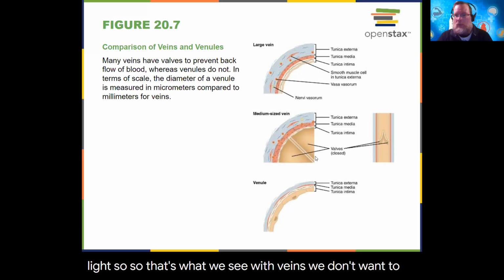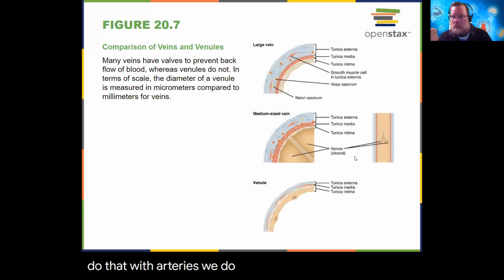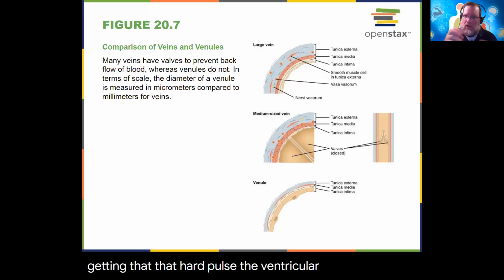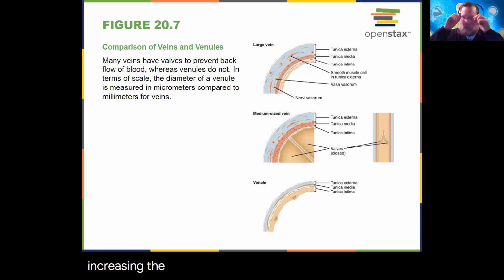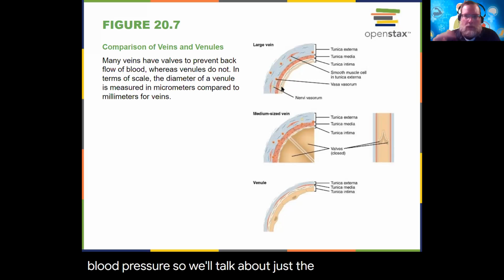We don't want to do that with arteries. We do blood pressure and pulse checks with arteries, right? Because we're getting that hard pulse, the ventricular contractions giving us that pulse rate, as well as the blood pressure. We'll talk about the location of some of these key arteries in just a few minutes. But I'm going to move on from veins.